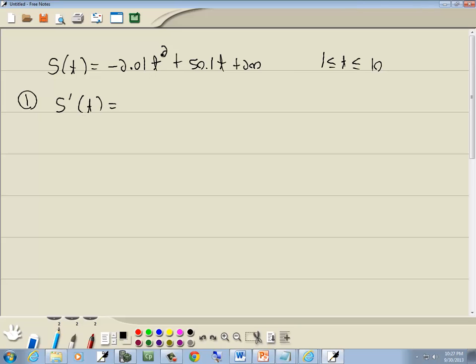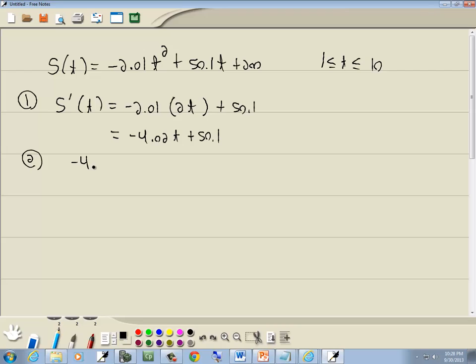These are all t to a power, so you take your power, put it out in front, and lower it by 1. So we got negative 2.01 times 2t. Again, took your power, put it out in front, lowered it by 1, plus 50.1. That t drops away, and then derivative of 200 is 0. So that gives us negative 4.02t plus 50.1.